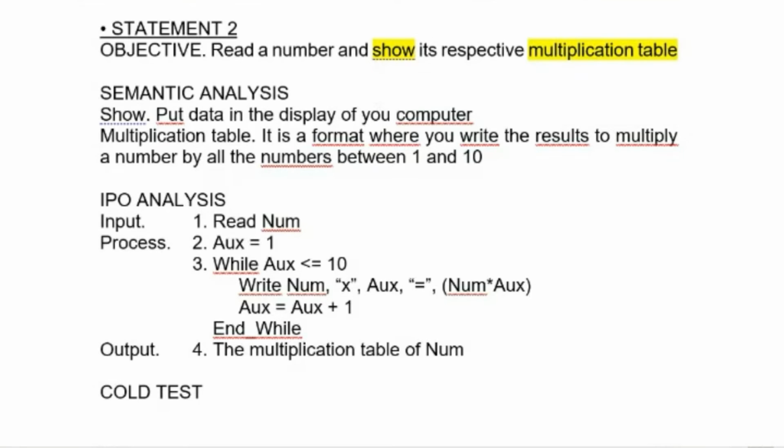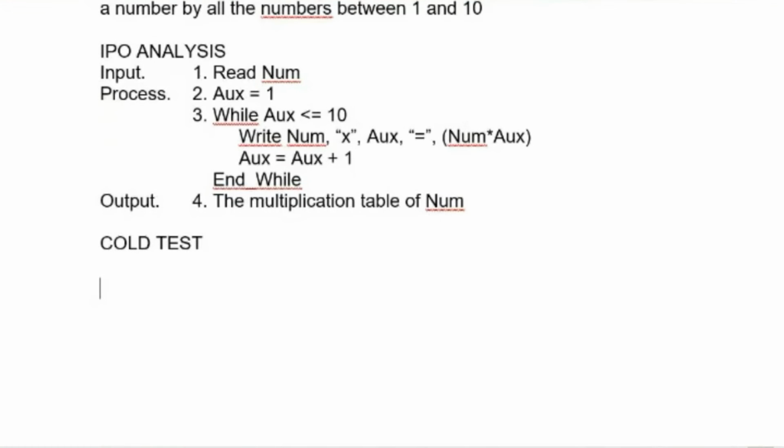Now let's see the call test. Remember, in the call test, you need a place for memory, your RAM memory, the memory of your computer, and your display. You write in the RAM memory the variables. So we need to write num and aus. And the display.